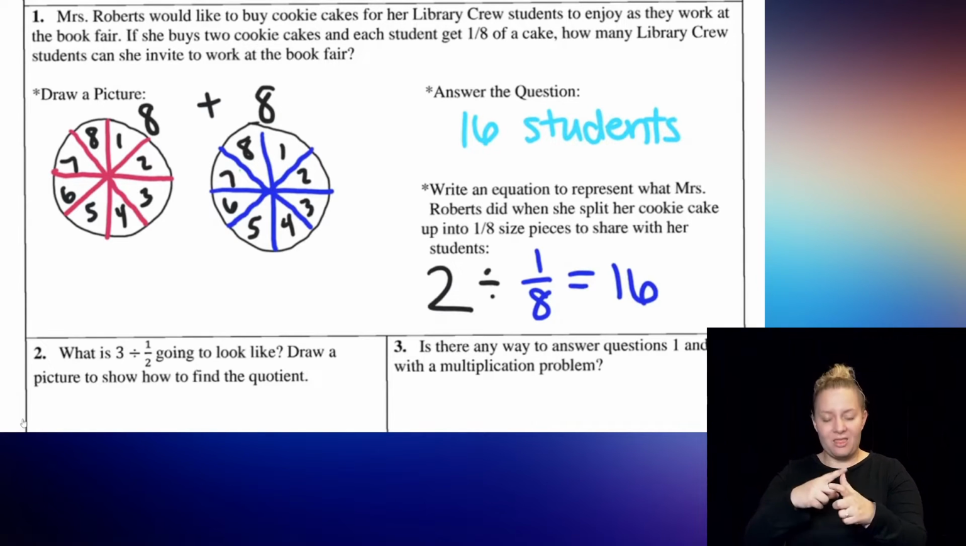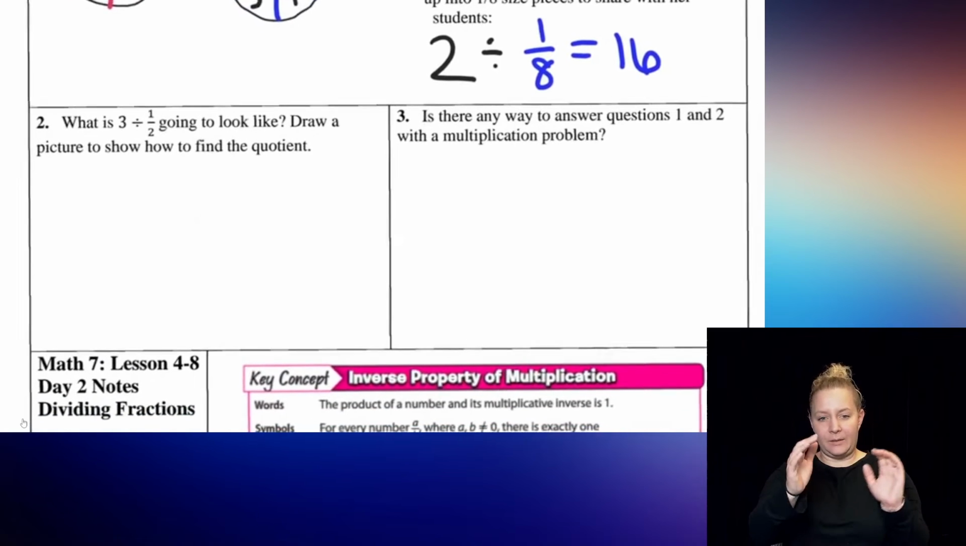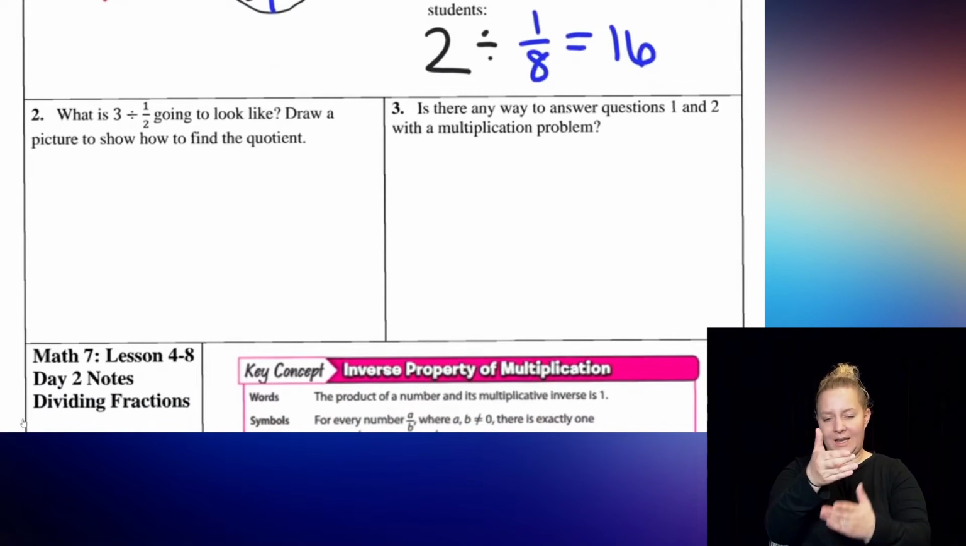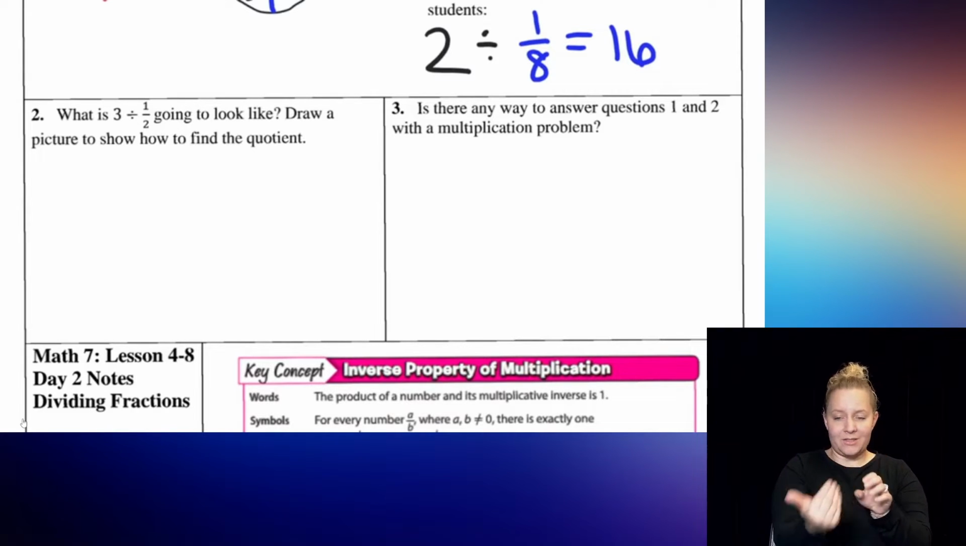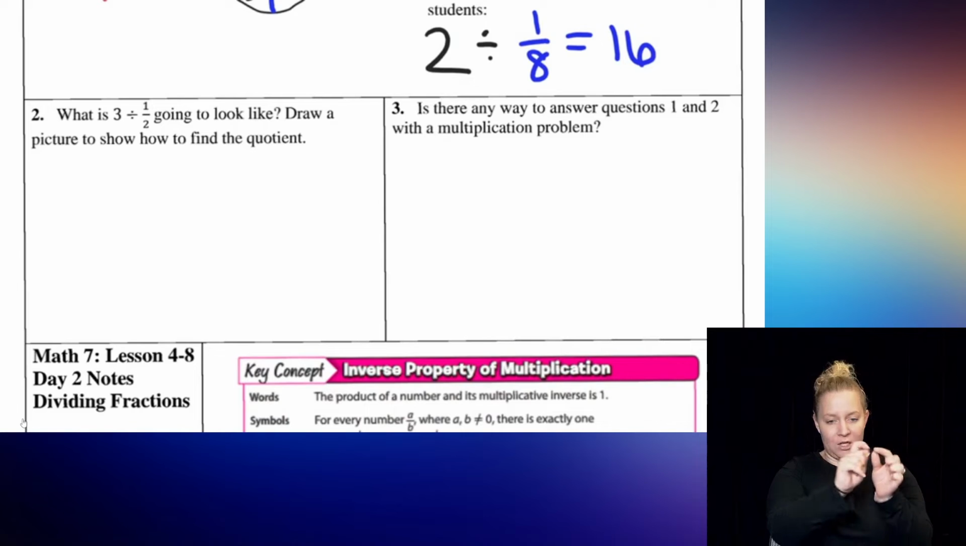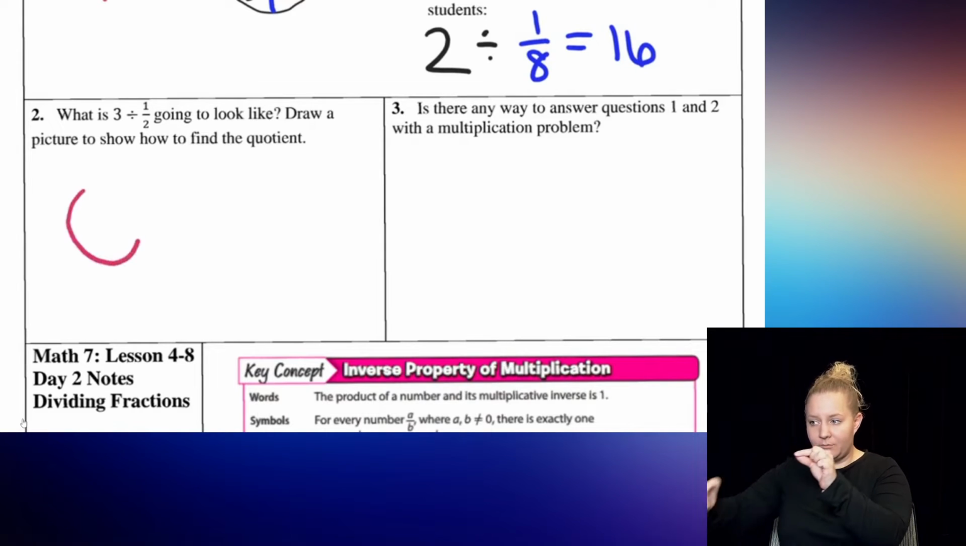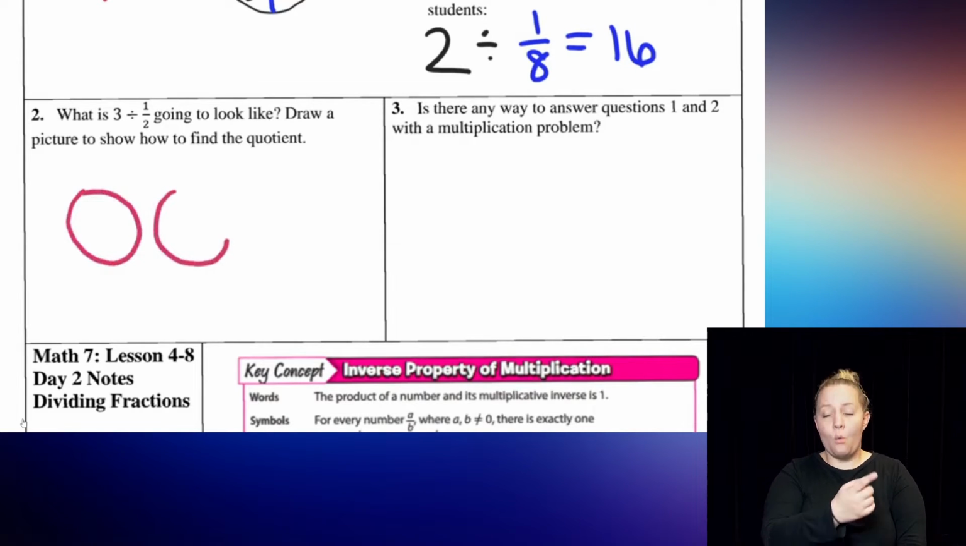So this second practice problem says, what is 3 divided by half going to look like? We're going to draw a picture to show that. So I've got 3 wholes. So again, I'm going to go ahead and just draw 3 circles. We've got 1, 2, and 3.